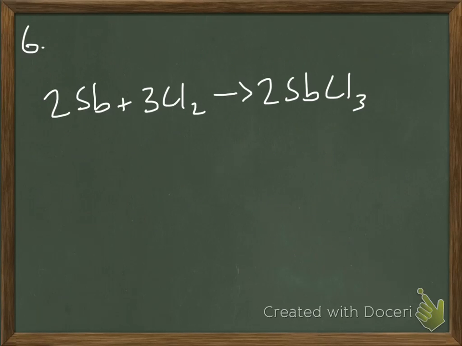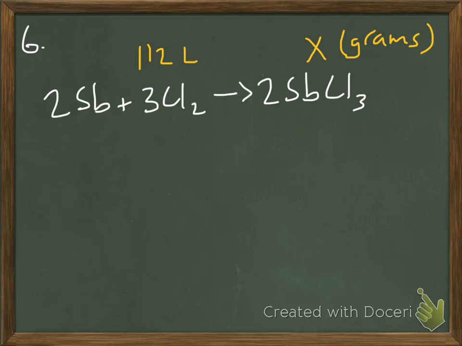Okay, number 6. The question is, what mass of antimony chloride? So let's put an X over antimony chloride. I'm going to put a little parentheses and say grams, because last time we wanted liters, but this time we want grams. Would be produced by reacting with 112 liters of chlorine. Okay, so let's put 112 liters above the chlorine.